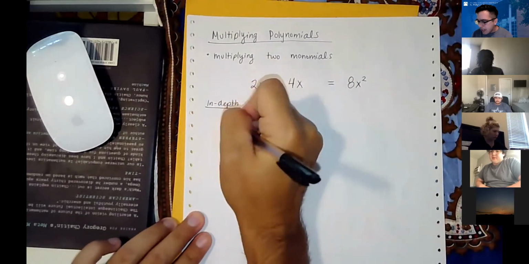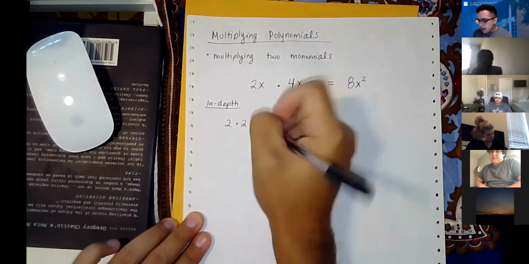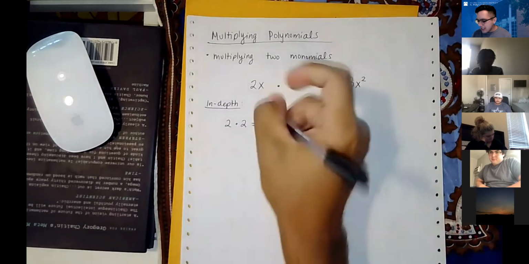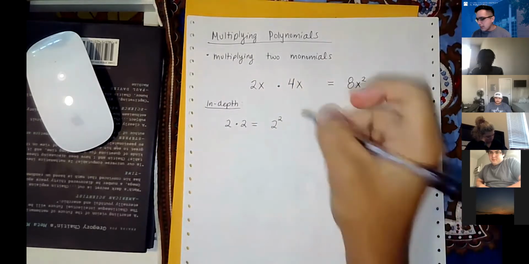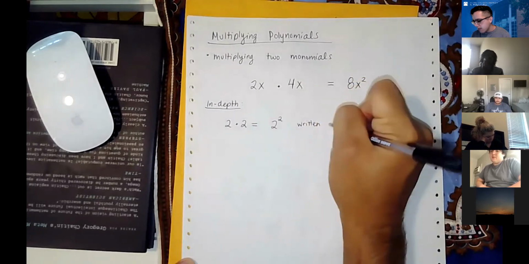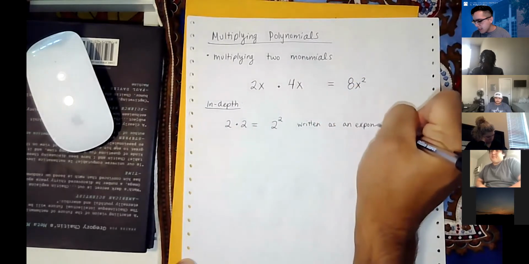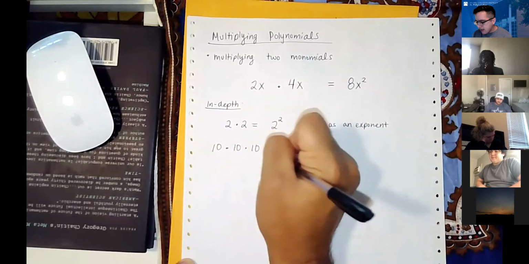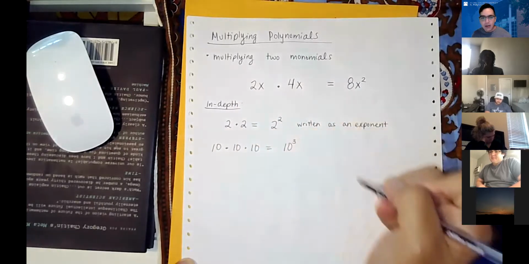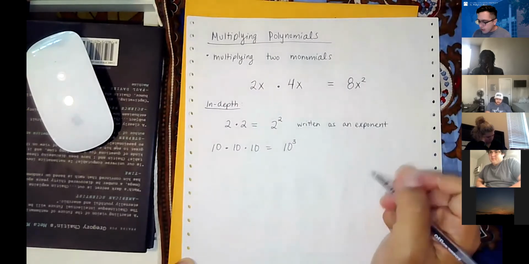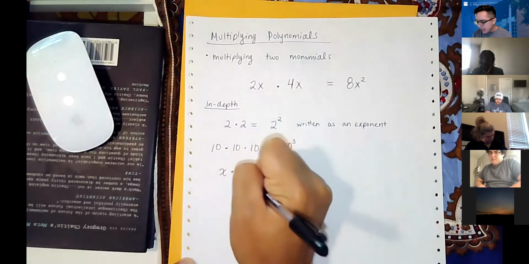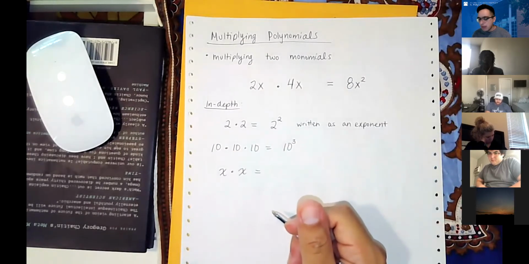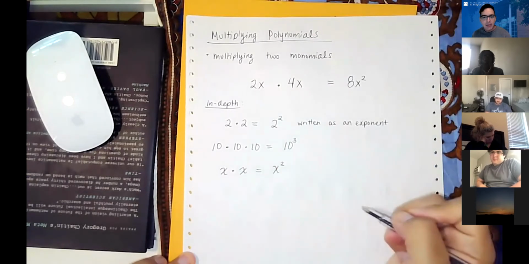But if I had 2 times 2, I could definitely say that this is 4, or I can write that as 2 to the second power, write it as an exponent. Does that make sense? Or if I had 10 times 10 times 10, I could write that as 10 to the third power. So if I have at some point an x times an x, then that's the same thing, if I wanted to write it in exponential form, as writing x to the second power.